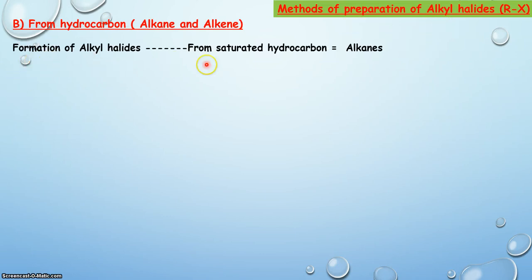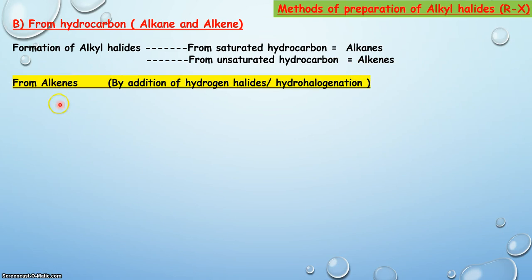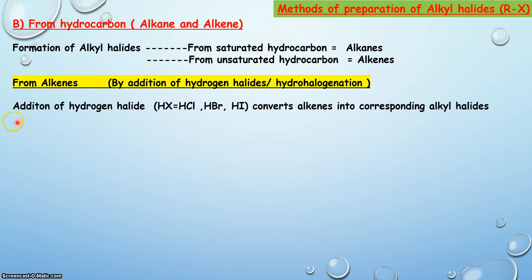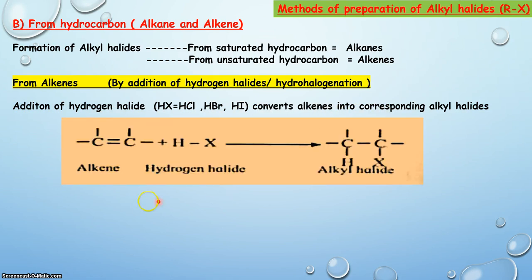So formation of alkyl halide from saturated hydrocarbon, that is alkane, and from unsaturated hydrocarbon, that is alkene. From alkene, we can prepare alkyl halide by addition of hydrogen halide, or hydrohalogenation. Addition of this hydrogen halide, that is HX, it may be HCl, HBr or HI, converts the alkene into the corresponding alkyl halide. This is the general reaction of addition of hydrogen halide to alkene. This is any alkene, so we are adding hydrogen halide to it.